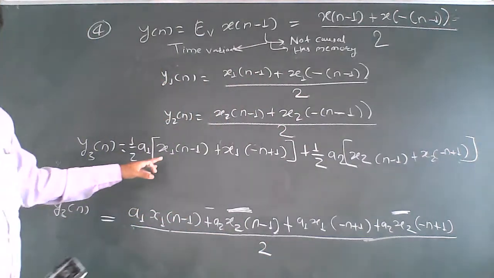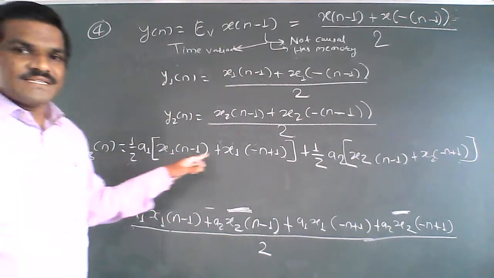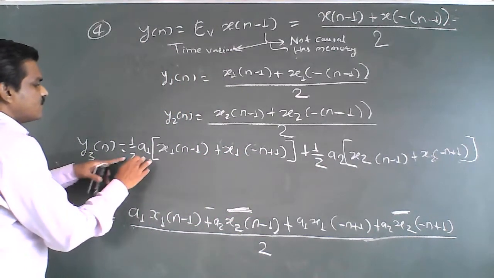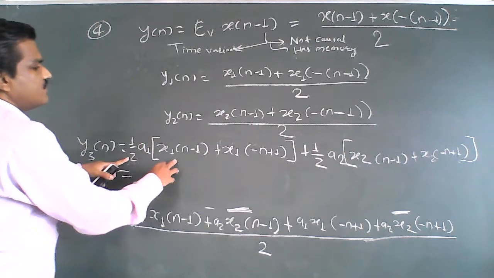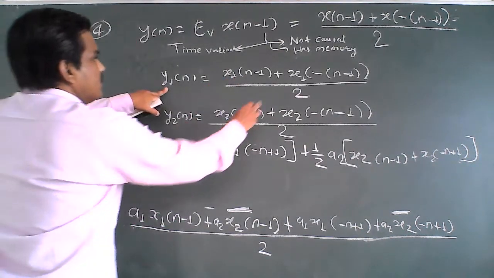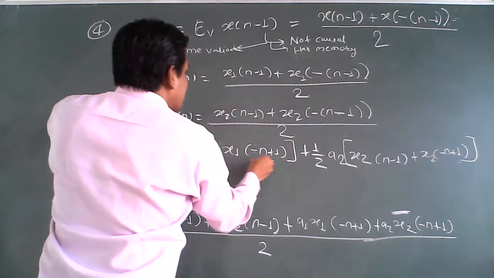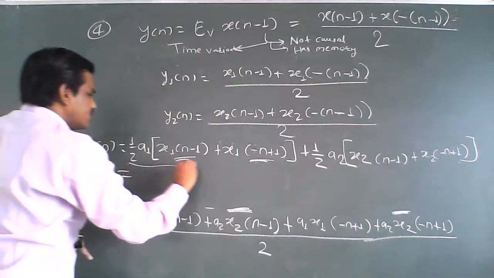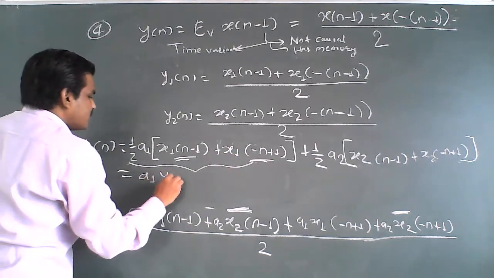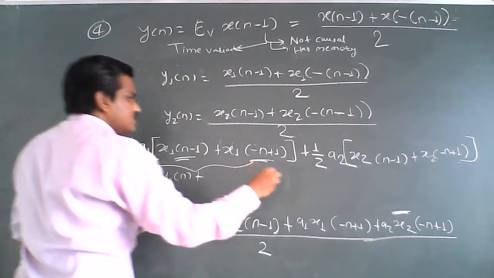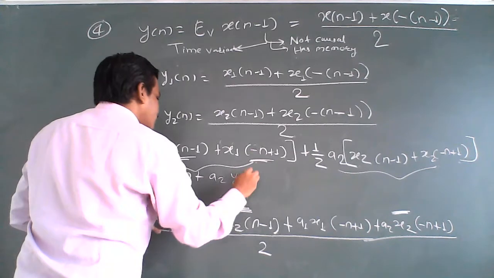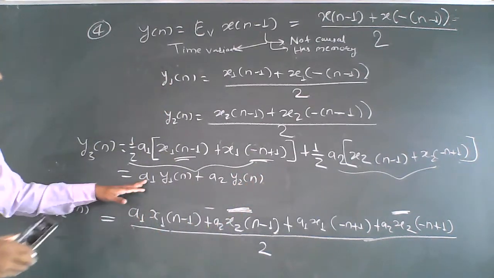And what is this total term? This term is nothing but 1 by 2 a1 x1 of n minus 1 plus, see here, what is y1? x1 of n minus 1, x1 of minus n plus 1. Okay, so this total term represents your y1 of n, or you can say a1 y1 n, plus this total term represents your y2 of n, a2 y2 of n, a1 y1 n plus a2 y2 n.